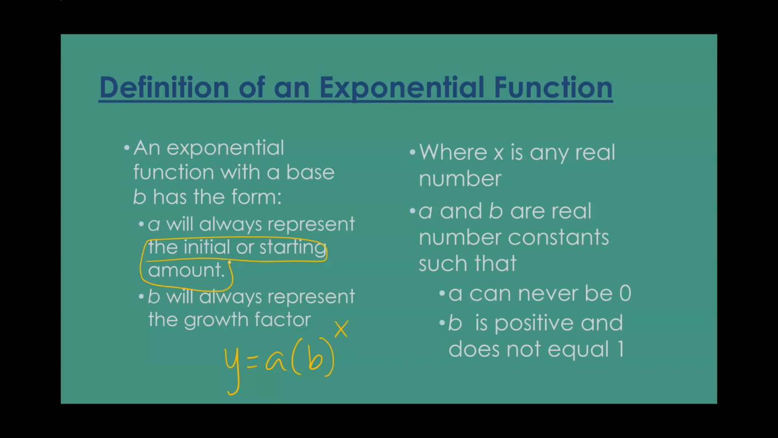So if a was 2 and we were talking about money, you would say you started with $2. Okay? B is going to be your growth factor. We're going to get more into that when we get to the application section here. So don't worry too much about that. And along with a, what you really need to know is, how do you know it's an exponential function? By looking at the equation. Because the variable is the exponent. If the variable is the exponent, then it is an exponential function. Okay, that is what you need to know.